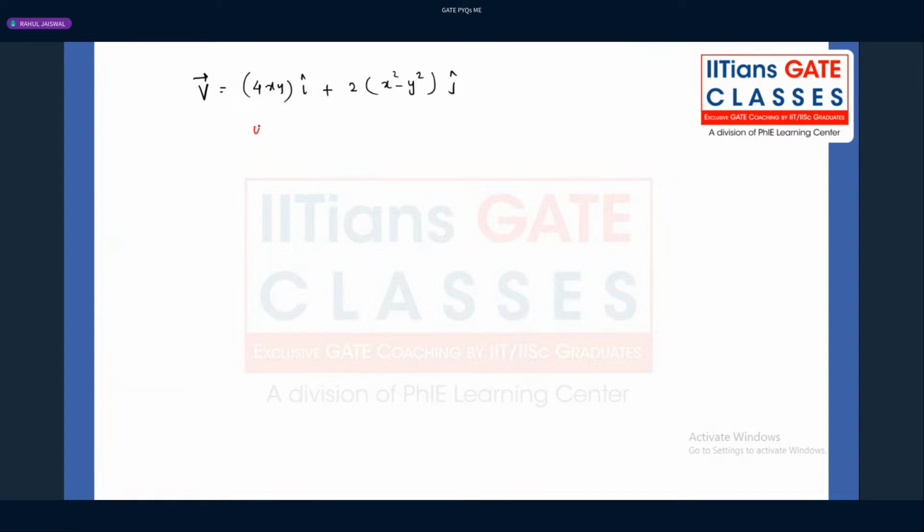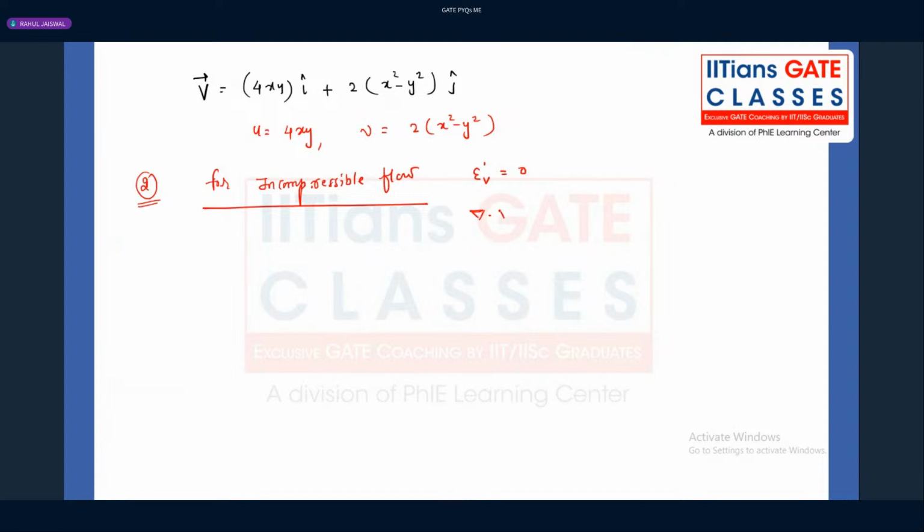Now, for an incompressible flow, what is u? 4xy. What is v? 2x square minus y square. First of all, for checking whether option B is correct or not, for incompressible flow, what is the necessary and sufficient condition, guys? For an incompressible flow, the volumetric strain rate is 0. That means del dot v should be 0. That means the velocity vector should be divergence free.